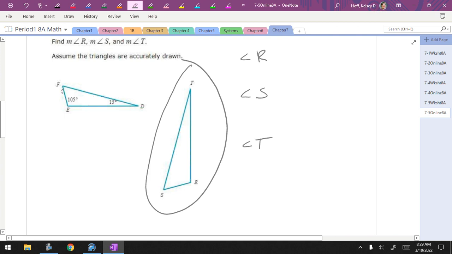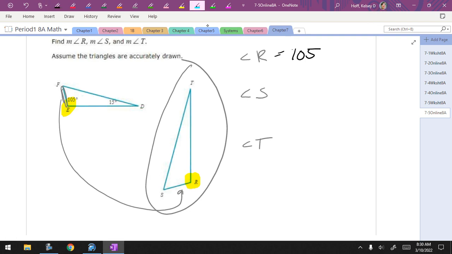Okay, so he's talking about the bottom of this is going to match up down here, correct? So angle R and angle E match up. So how many degrees is angle R? Careful. What's it say? 105. 105. Okay, so if E and R match up, what else matches up?